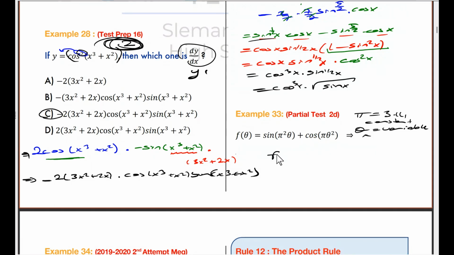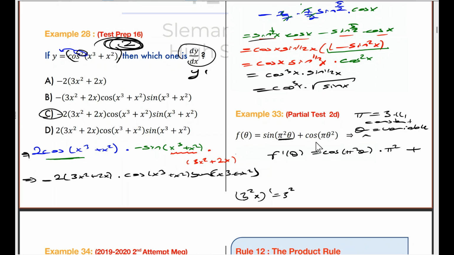Okay, let's take the derivative. Derivative of sine is cosine multiplied by derivative of the inside. So what is pi squared theta's derivative? Theta is the variable. It's like, let's say, 3 squared x. What is the derivative of 3 squared x? Its derivative is just 3 squared, right? So you don't have x anymore. Similarly, pi squared will be the derivative of pi squared theta.